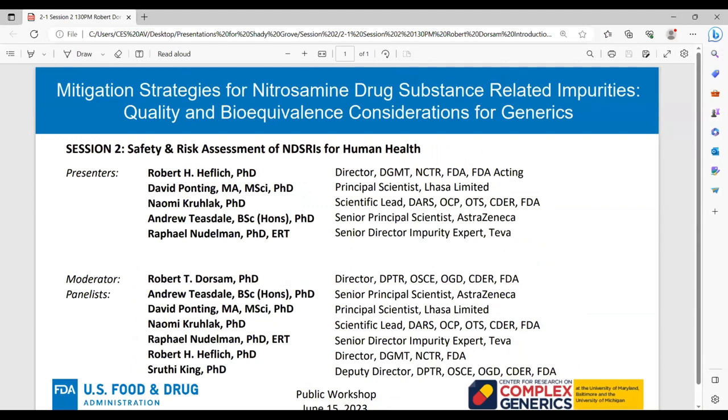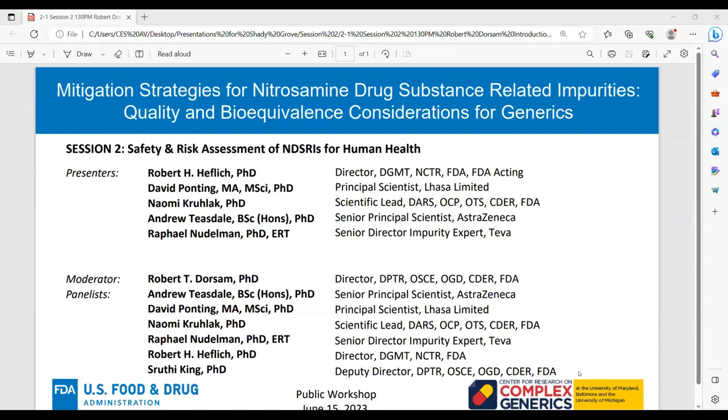Since NDSRIs are data poor, we're very much looking at what is the appropriate way to assess the risk. And so today's session will cover several evolving areas of risk assessment for NDSRIs, and I would put it into three buckets. One of them is on optimization of the Ames assay, the other being on structure-activity relationships, and then the third is on gaining a mechanistic understanding of NDSRI's mutagenic potential.